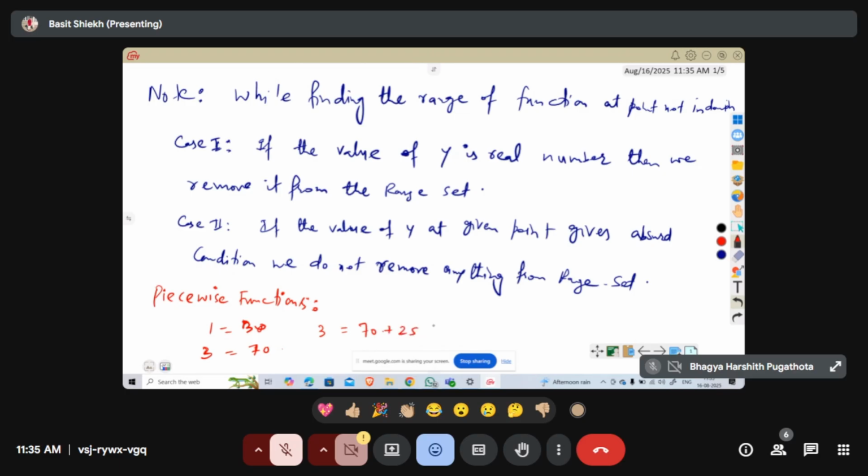25 rupees per hour. Okay. How many hours are we here? Now, how to write this function? Since it will start from 0 to 1 hour, or we can say from 1 hour. If we are there for a few minutes, let's say 20-30 minutes, they will consider it as 1 hour. If it is 1 hour 1 minute, they will consider it as 2 hours.